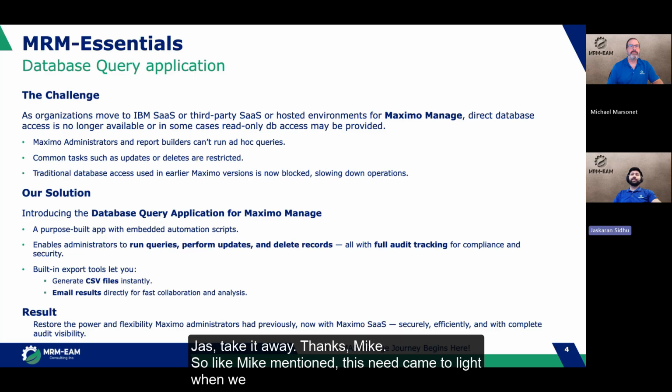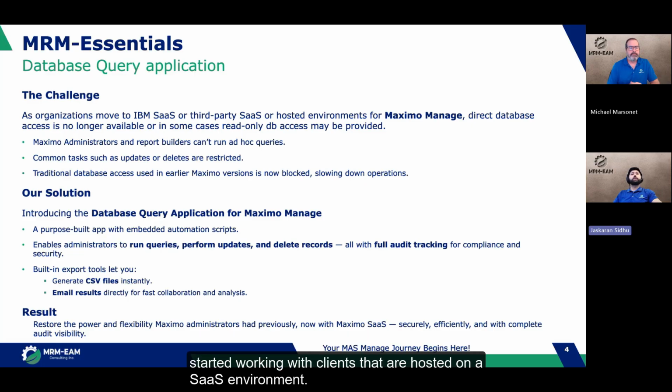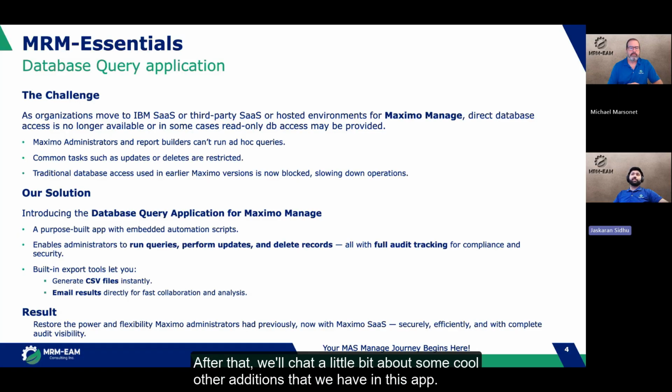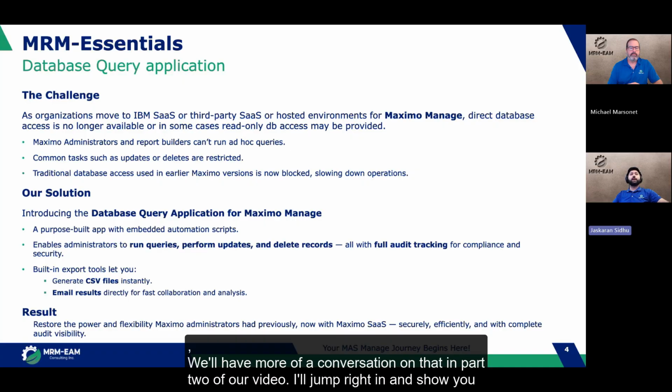So like Mike mentioned, this need came to light when we started working with clients that are hosted on a SaaS environment. I'm going to walk us through an example of running queries, performing updates, and deleting records directly from our custom app. From there, we'll take a look at how we can extract the results of a query to a CSV file and get it emailed directly to you. After that, we'll chat a little bit about some other cool additions that we have in this app. We'll have more of a conversation on that in part 2 of our video.